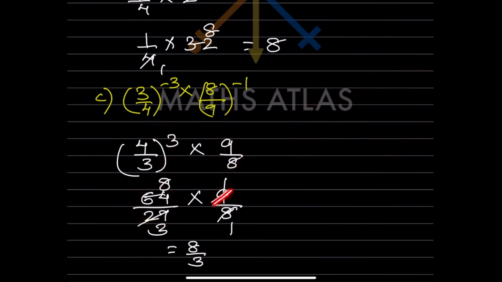Now let us simplify this one. 9 ones are 9, 9 threes are 27, 8 ones are 8, 8 eights are 64. So the answer is 8 by 3.